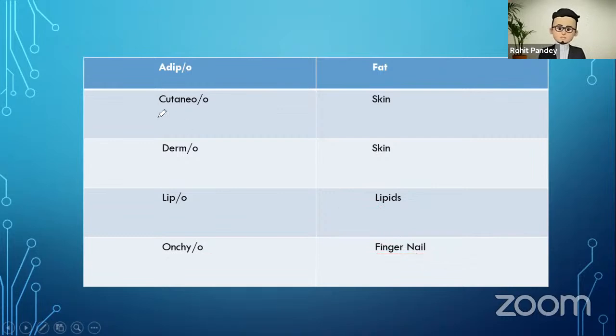Again, I'm repeating because it is very important to learn for the exam, and it will help you when you become a medical coder and work for a company. Then these words will definitely help you. Adipo is for fat. Cutaneo is for skin. Dermo is for skin. Lipo is for lipid, onycho is for fingernail.